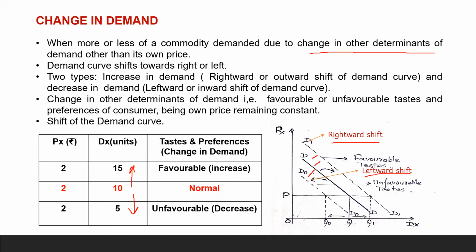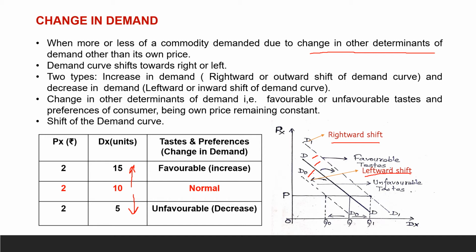Similarly, when taste and preference of the consumer become unfavorable at the given price of the commodity, the demand curve DD shifts towards the left to D0, showing a decrease in demand from OQ to OQ0, that is from 10 to 5 units. So in this way, we can explain the change in demand.